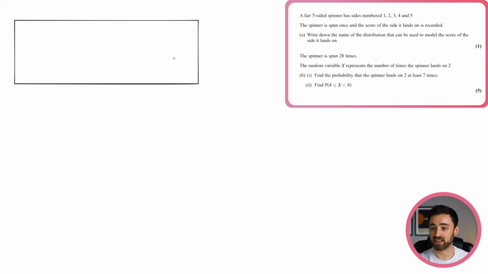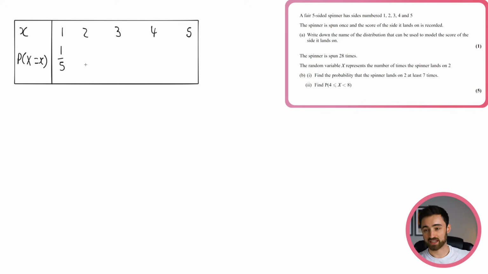So what are the different values? If I called the number of the side it lands on x, what are the different values that x can be? Well, it could be 1, 2, 3, 4, or 5, couldn't it? And then I say, well, what is the probability that this x is equal to that value? So what is the probability that I get a 1 here? Well, it's fair, isn't it? And there's 5 options. So surely it's 1 over 5. What's the probability I get a 2? 1 over 5. 3, 1 over 5, etc. So what is the name of this distribution?